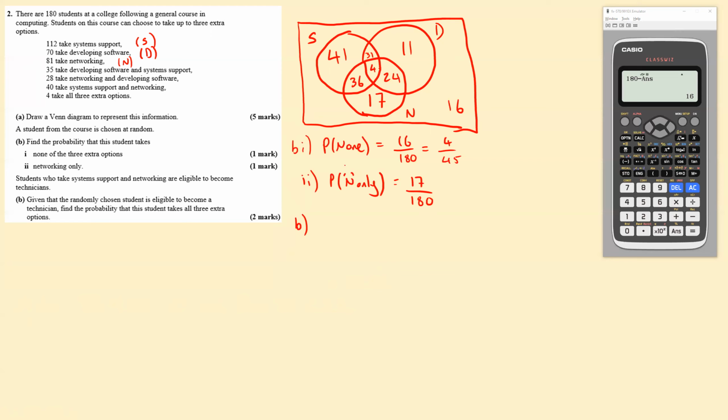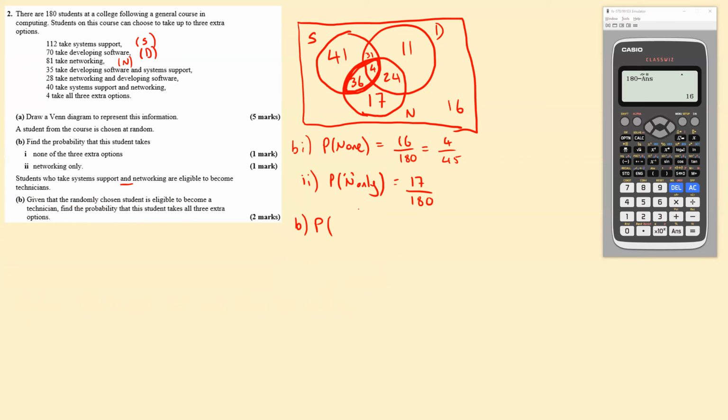So we need to figure out how many people do systems and, it's systems and networking, not or, systems and. So the only people that are eligible are inside this little bit here. They're the only ones that do both of these. So in terms of this, to do S and networking, then that means it's going to be out of 40. So 40 people. Then it goes on to say, given that the randomly chosen student is eligible to become a technician, find the probability that it takes all three options.